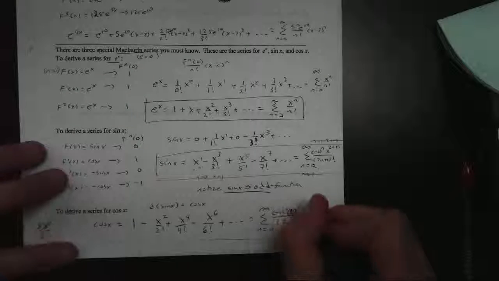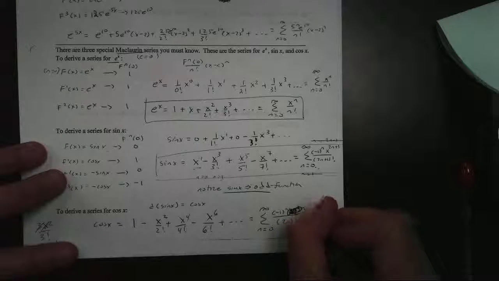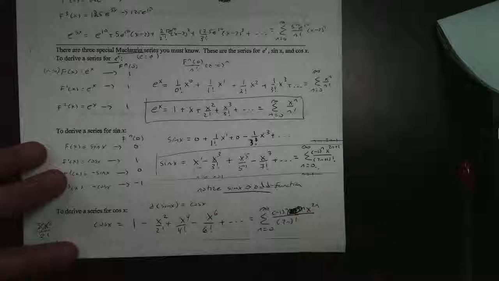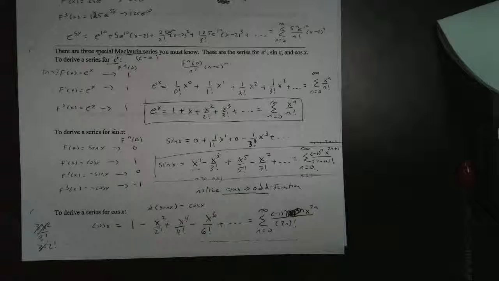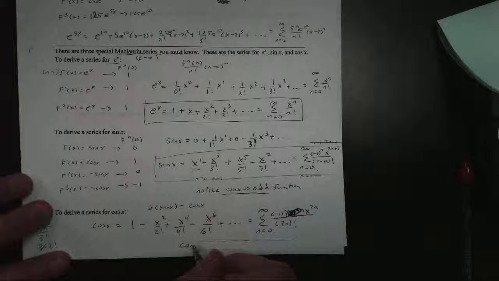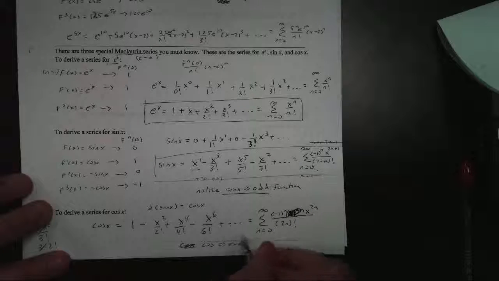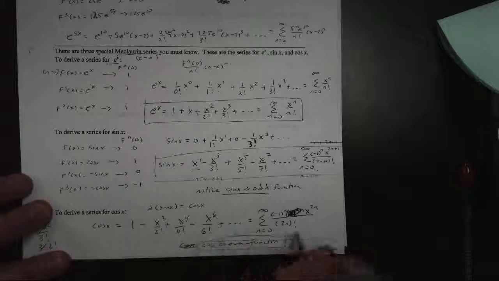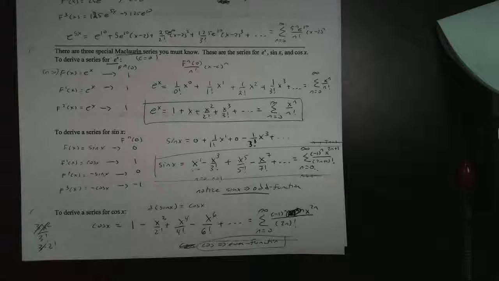Very easy to do. Let me rewrite that part right here. That's x to the 2n. Make it look a little bit prettier for us. And notice again, here where sine's an odd function, cosine is an even function. And all my powers are even. Just kind of a neat way to remember it. Okay, now that's the end of part 2. Now if you go to part 3, we're going to take a look at how we can use these to manipulate some things.